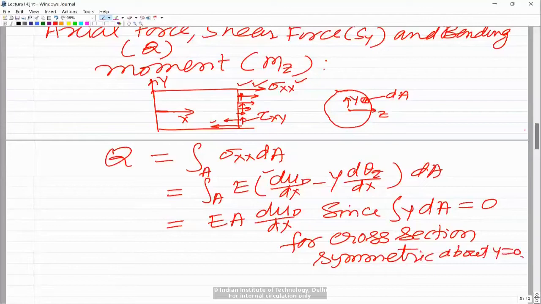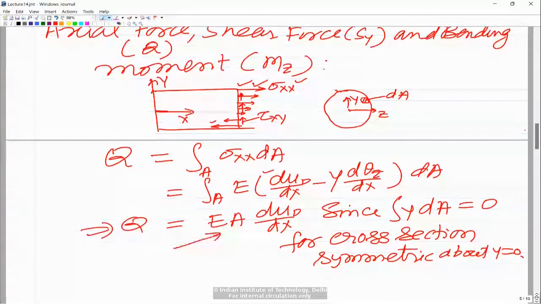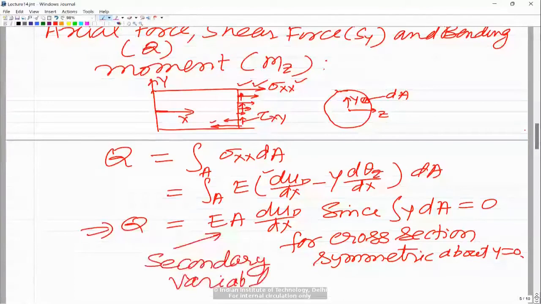So this integral of y dA is 0, and therefore you get q equal to EA into du by dx. So finally you get this as q, which is EA into du by dx. And you would remember that this is nothing but the secondary variable. This is the same quantity, and we refer to it as the secondary variable. So this is the axial force.